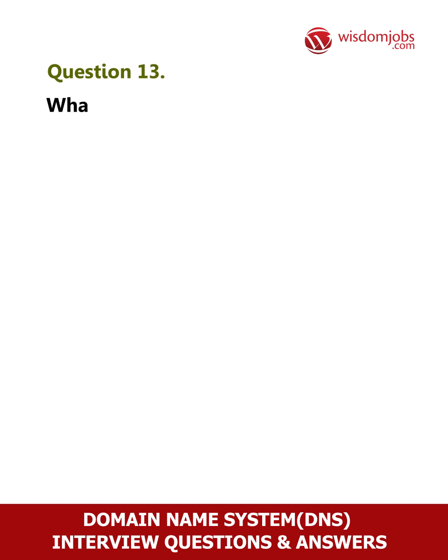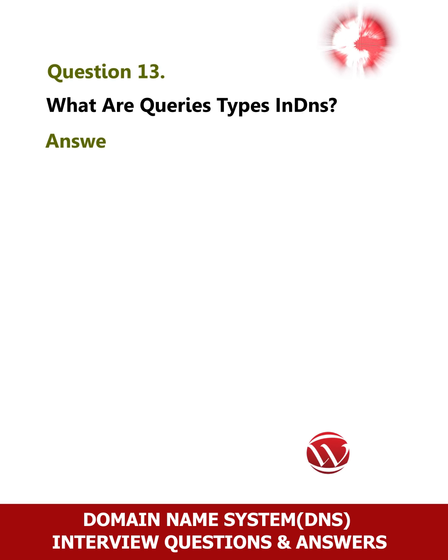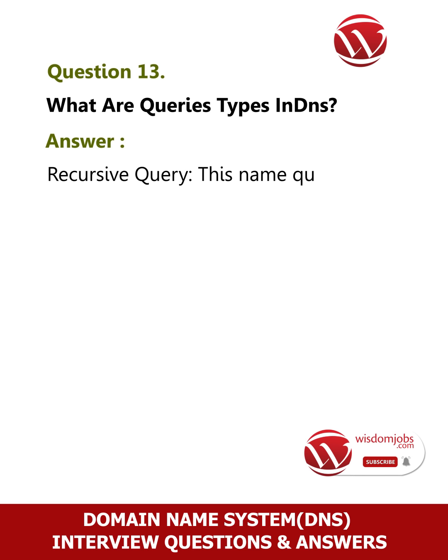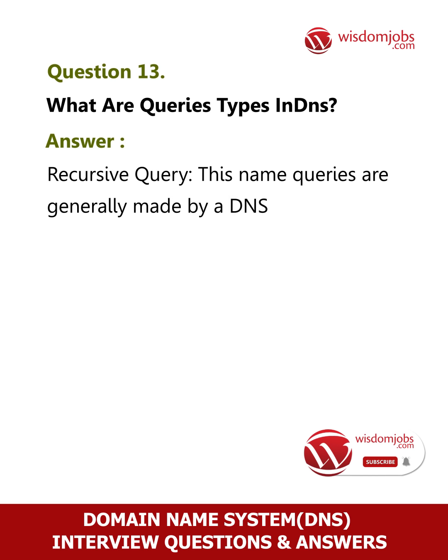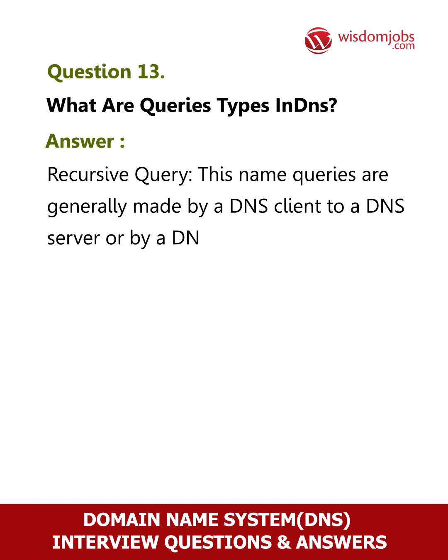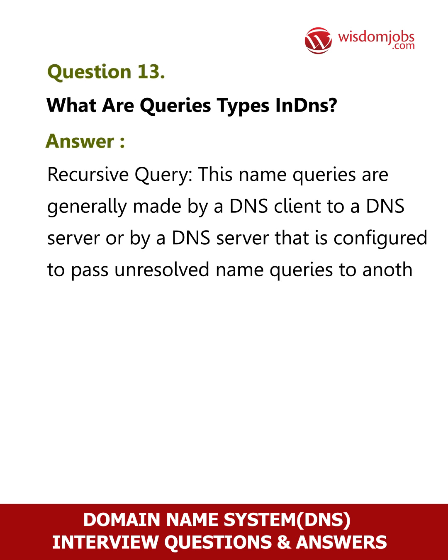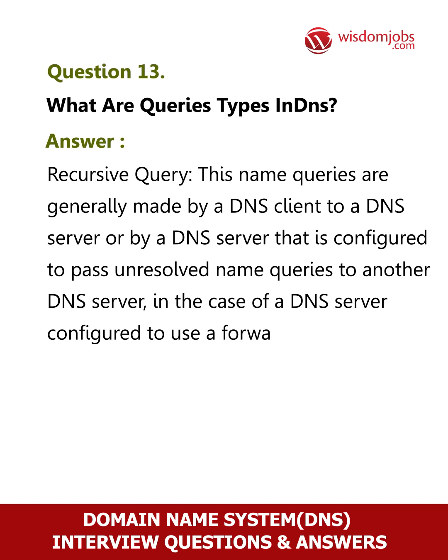Question 13. What are query types in DNS? Answer. Recursive query. These name queries are generally made by a DNS client to a DNS server or by a DNS server that is configured to pass unresolved name queries to another DNS server, in the case of a DNS server configured to use a forwarder.